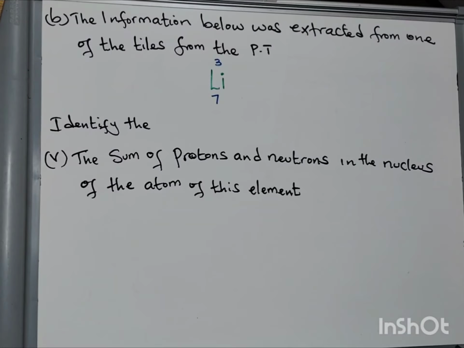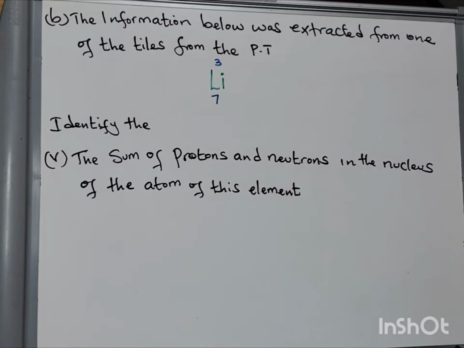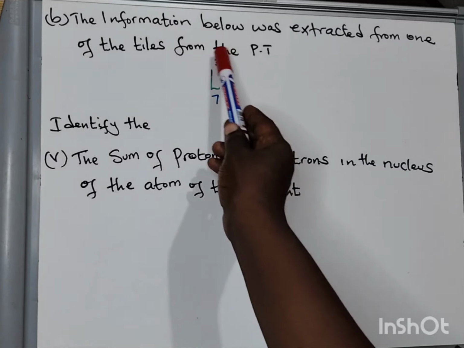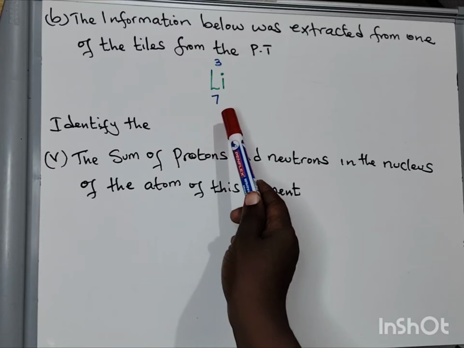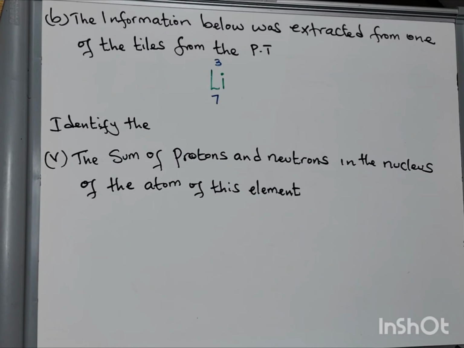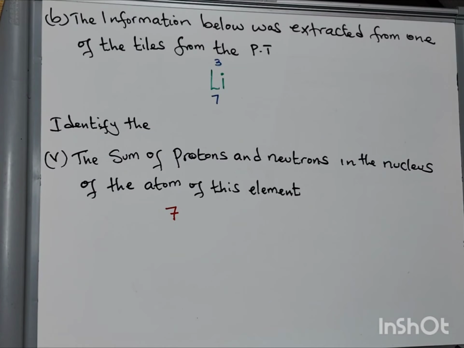So comes this question. It says, identify the sum of protons and neutrons in the nucleus of the atom of this element. How do you get the sum of protons and neutrons in the nucleus of that element above? The answer is 7. The atomic mass number represents the sum of protons and neutrons in the nucleus of the element.